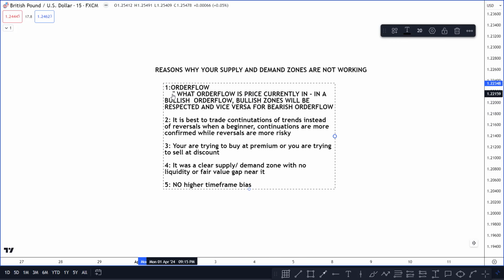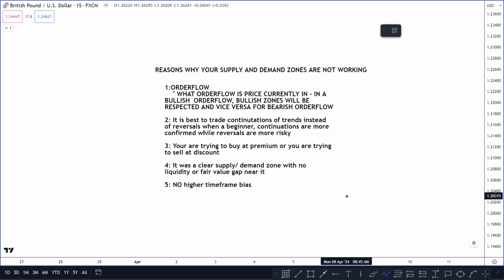So the number one reason is order flow. What order flow is the price currently in? In a bullish order flow, bullish zones will be respected, and vice versa for a bearish order flow. So basically, order flow is just what type of market structure price is currently in.